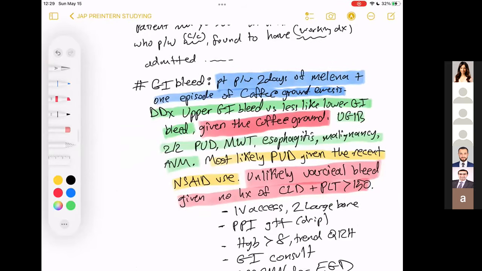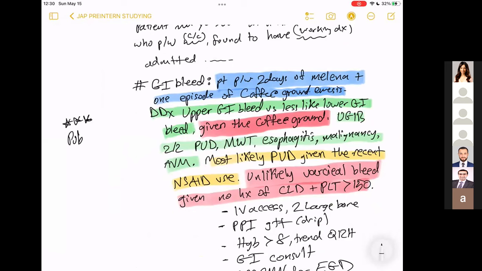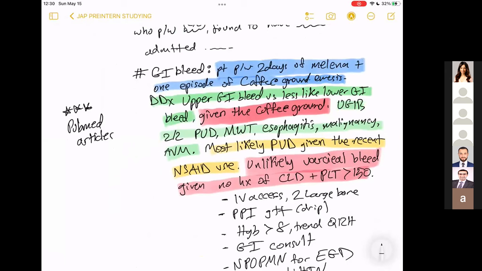It will contain wording. Actually, another thing I want to mention, it is highly recommended that you include PubMed articles in your assessment. So for example, let's say I want to support this statement: I said unlikely variceal bleed because there's no history of liver disease with platelets above 150. What I can do is cite the article that shows the sensitivity and specificity of platelets of more than 150 to exclude variceal bleeding. And then you can put it in your notes right here. You can put the citation after your statement, or you can put it as a link as well.